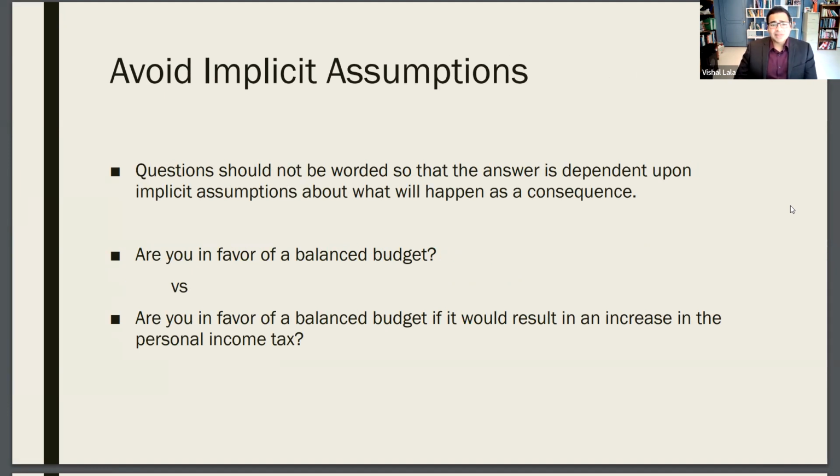Similarly, avoid implicit assumptions. Here's one. Are you in favor of a balanced budget? There may be an implicit assumption here that people understand the consequence of a balanced budget. So are you in favor of a balanced budget if it would result in an increase in the personal income tax?